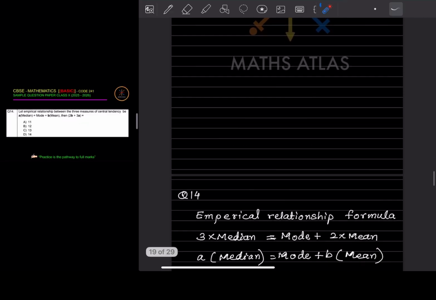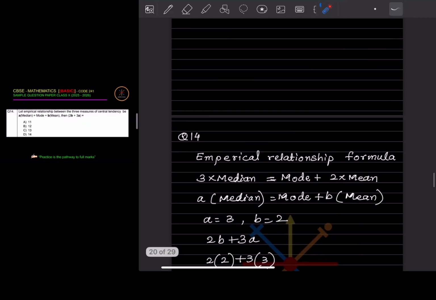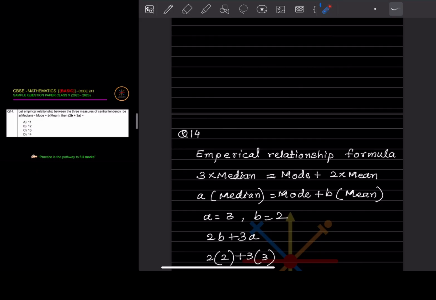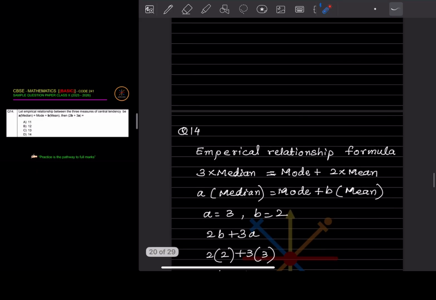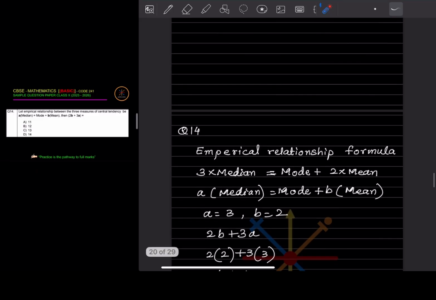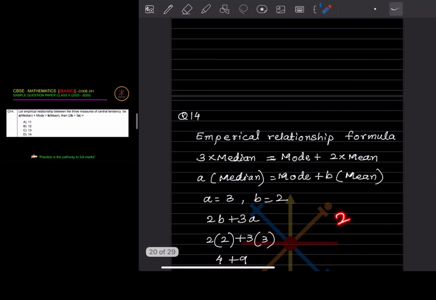Let the empirical relation between the 3 measures of central tendency be A into median is equal to mode plus B into mean. Then we have to find out the value of 2B plus 3A. So the empirical relation formula is, we know that 3 into median is equal to mode plus 2 into mean.